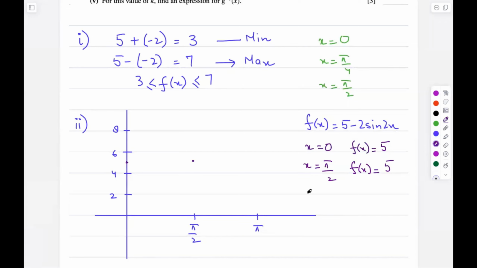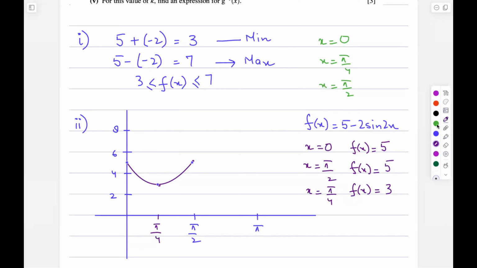And taking the value in between, which is x equals pi upon 4, we can find a value at pi upon 4 as well. So when we substitute x equals pi upon 4, pi upon 4 multiplied by 2 will become pi upon 2, and sine of pi upon 2 or sine 90 is 1. So 5 minus 2 will be equal to 3. So at pi upon 4, the value will be 3. So we can first join these 3 points to make the first part of the graph.